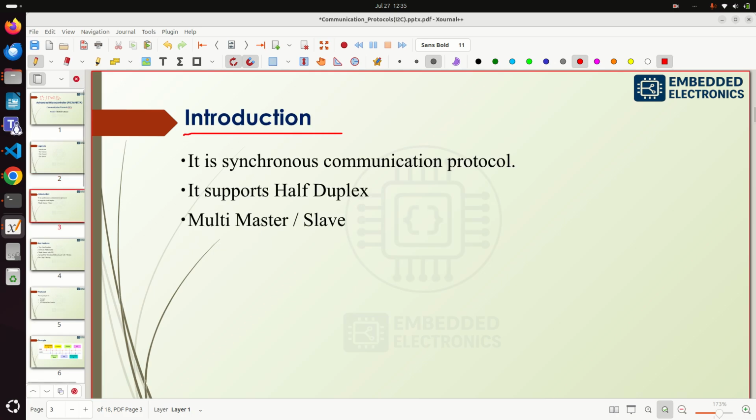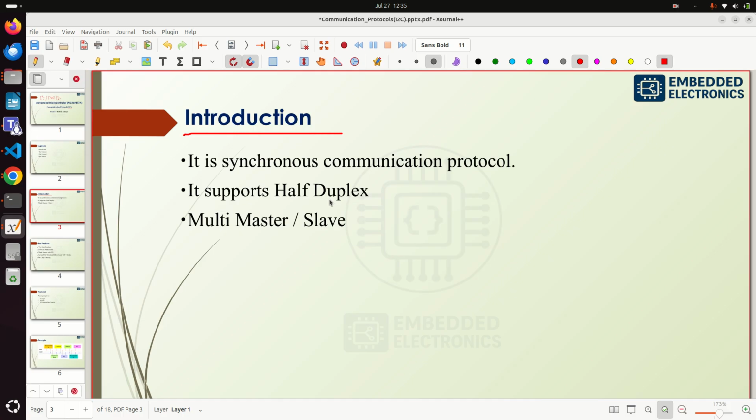First is the introduction. It is a synchronous communication protocol, meaning here communication happens with respect to a clock. So one line is fixed for sure, that is the clock line. And it supports half duplex communication. So it is a two-way communication, but only one can communicate at a time.